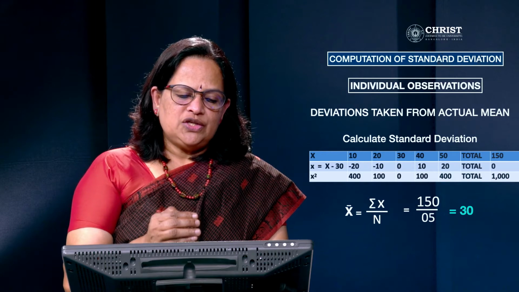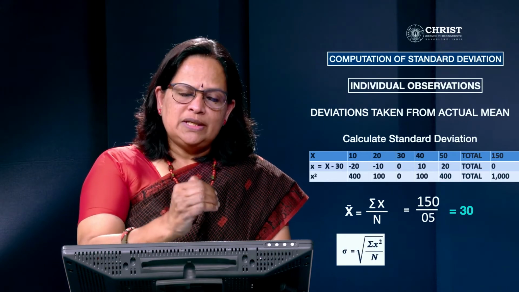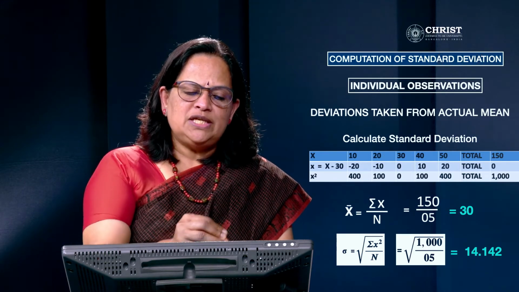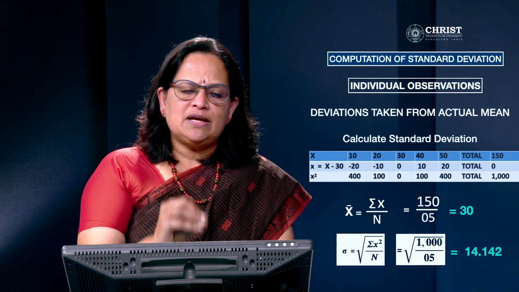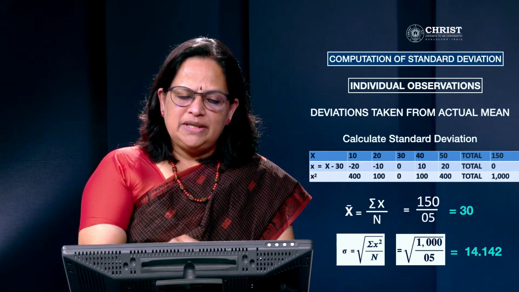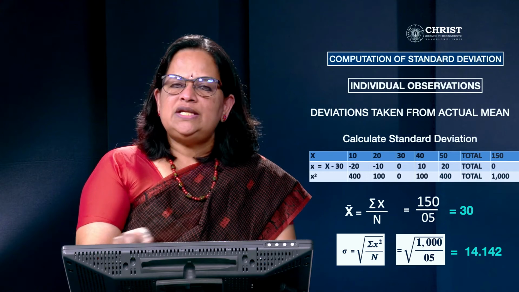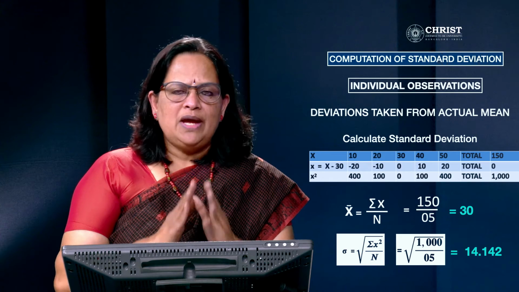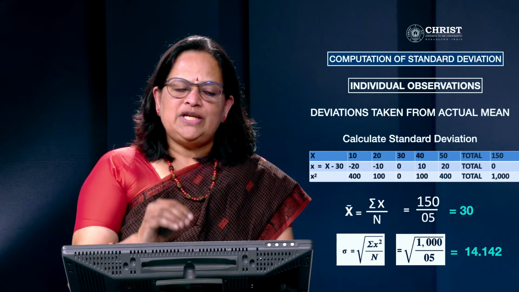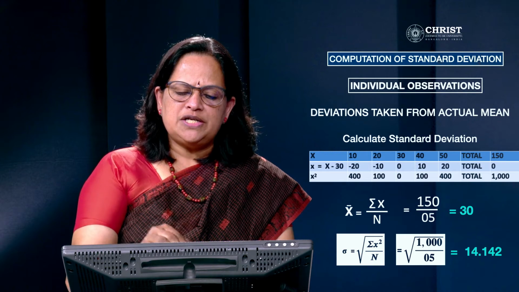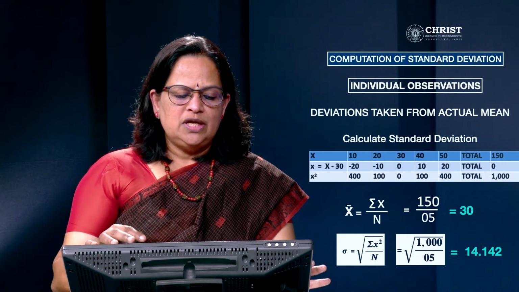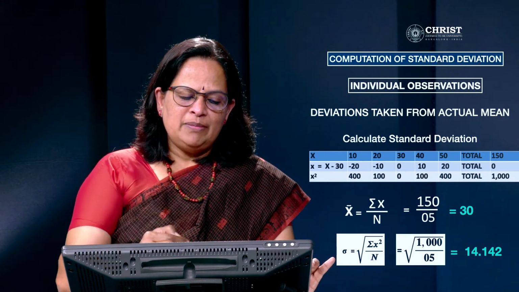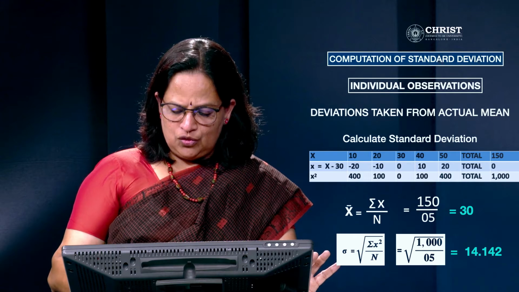Now for the standard deviation, you will use the equation root of sigma x squared divided by n. So you have to take the deviations. Small x is equal to x minus 30, where 30 is the computed mean. So minus 20, minus 10, 0, 10 and 20. The total of deviations will always be 0 when you are taking deviations from the actual mean. So x squared values you have to take: 400, 100, 0, 100, 400. Total you are getting 1000. So when you substitute the values, standard deviation is equal to root of 1000 divided by 5, that is equal to 14.142.